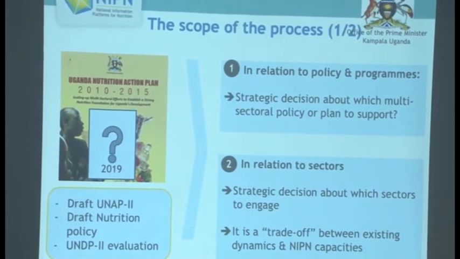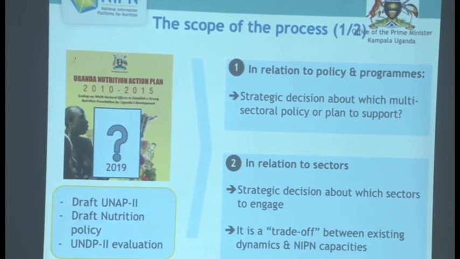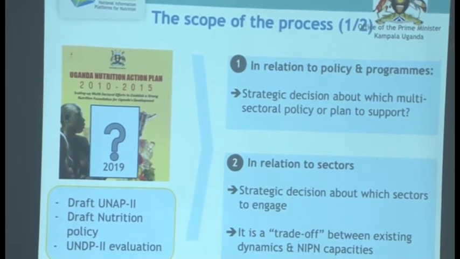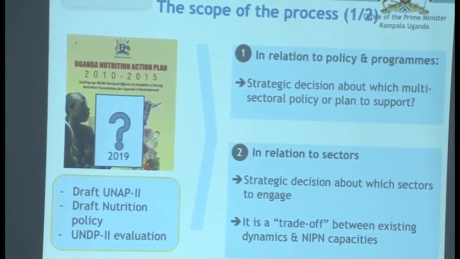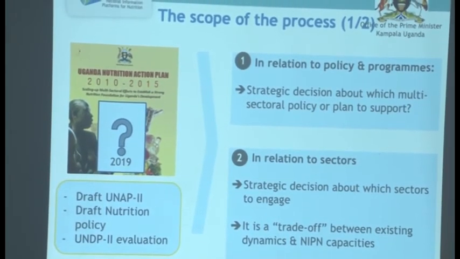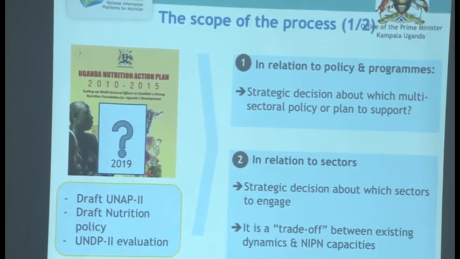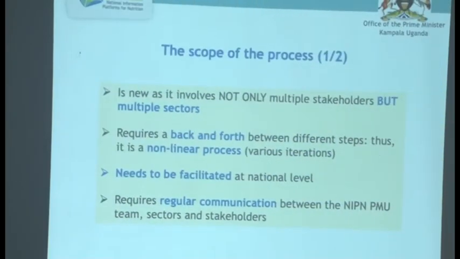This one takes us back in terms of the process. Here we've put the picture of UNAP. Do you remember that one? The old UNAP. We still have drafts and all that, but this is just to emphasize that whatever we are doing has to be linked to that. In terms of scope of the process, it's clear: it should be in relation to policy and programs. Then we're also saying the strategic decisions to be made here must be multi-sectoral in nature, and whatever we are doing should be in relation to sectors, because the sectors are at the center of all this.